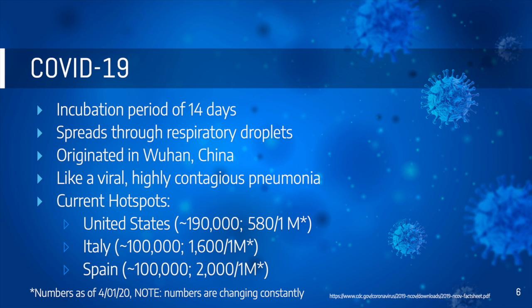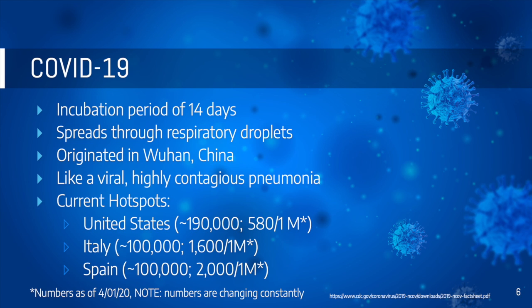The virus spreads through respiratory droplets. This means that if you cough on someone or a surface and someone comes in contact with that surface, you could easily infect them. The virus originated in Wuhan, China. And a really good way to describe the coronavirus is not a flu or the cold like many people say, but as a viral, highly contagious pneumonia.